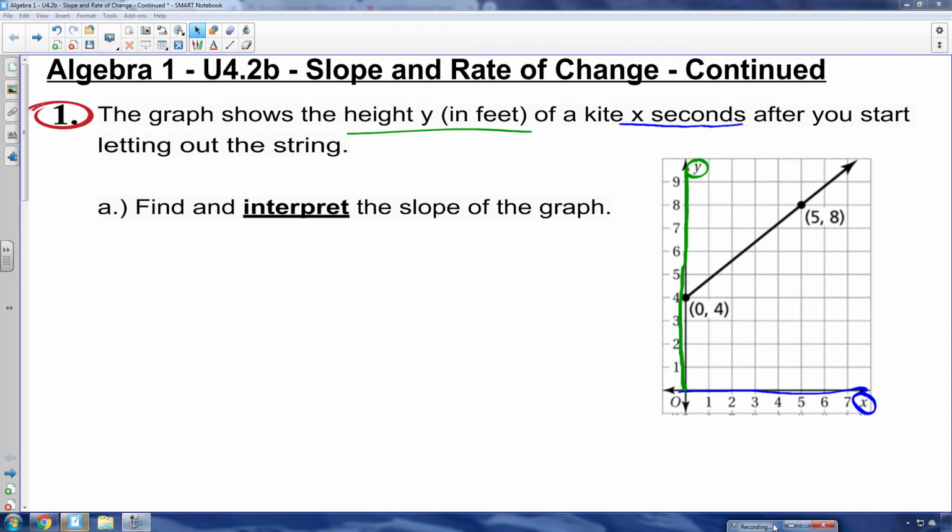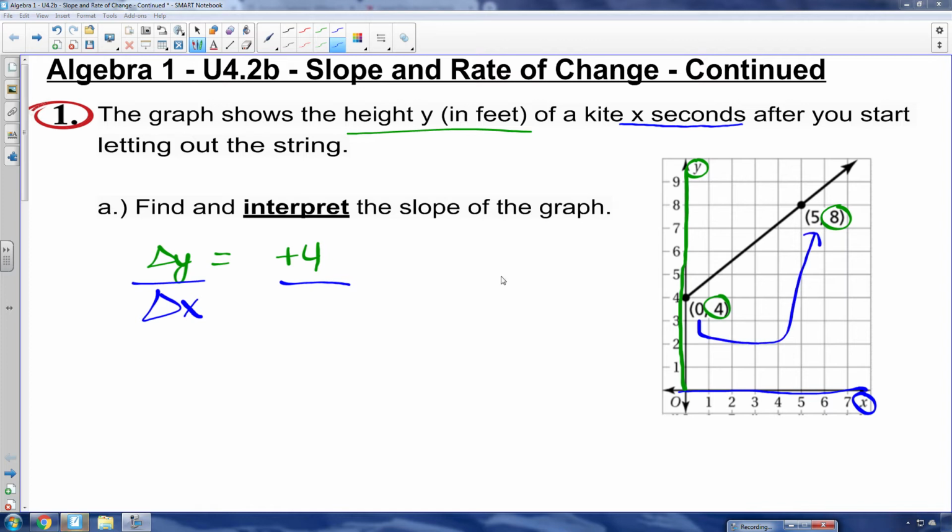And what we want to do is find and interpret the slope of the graph. So let's look at change in y. Change in y, which is going to be, well, how much did the y change by? Well, here's a y value, and here's a y value. It looks like the y changed by 4, so positive 4. We want to put that over change in x. So what did the x change by? Well, it went from 0 to 5, right? So it was 5 seconds, I guess.